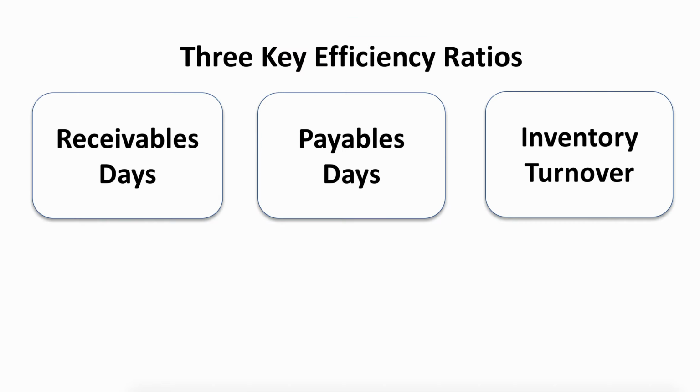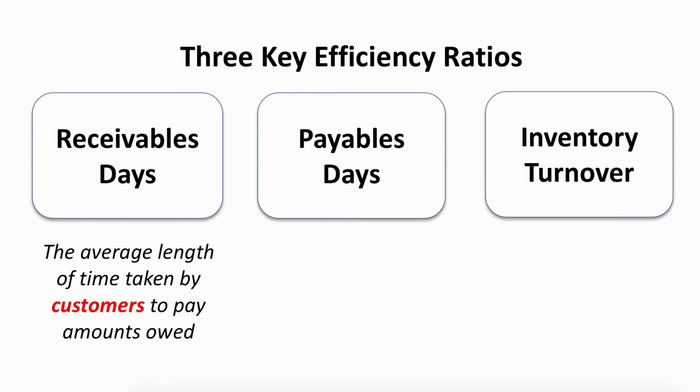Okay, let's quickly look at now these efficiency ratios. We'll finish off with gearing. Don't forget the three main efficiency ratios: receivables days, payables days, and inventory turnover. Receivables days is how long it takes us on average to wait, or how long we have to wait for our customers to pay the bills that they owe us.